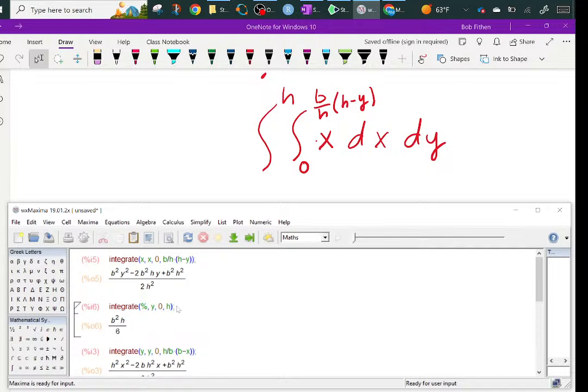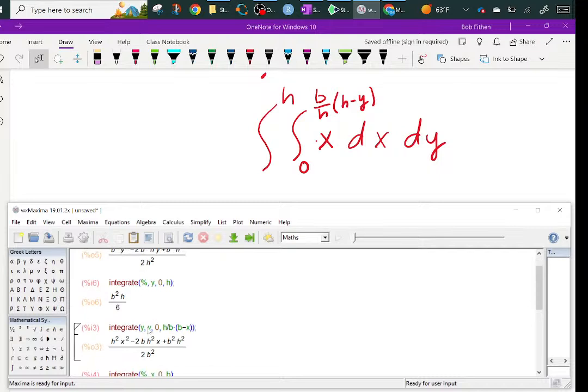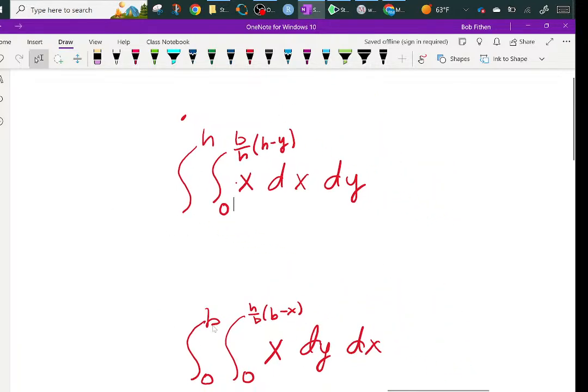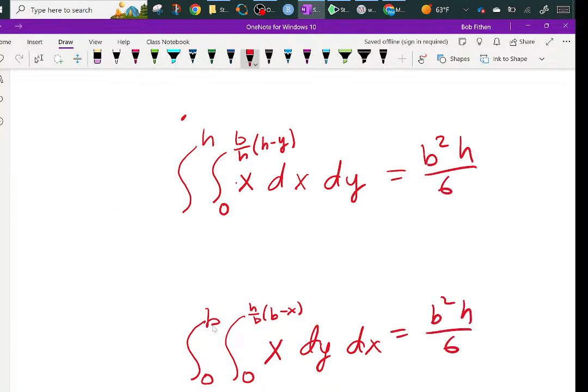Notice what I get. And then I'm going to go down and do that in the next equation. Okay, this next one, I've got to get the y out of the inner side of the integral and put the x. Hold the shift, hit enter. And then I go in here, hold the shift, hit enter, and get that. B squared h over 6. Okay, that's equal to b squared h over 6.